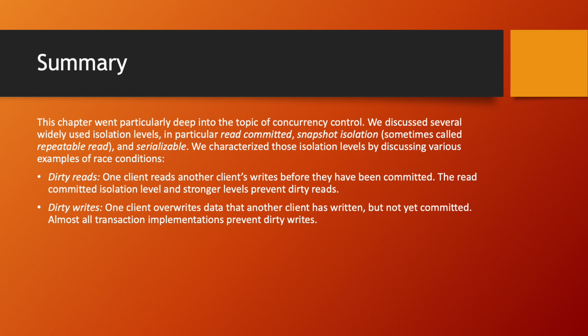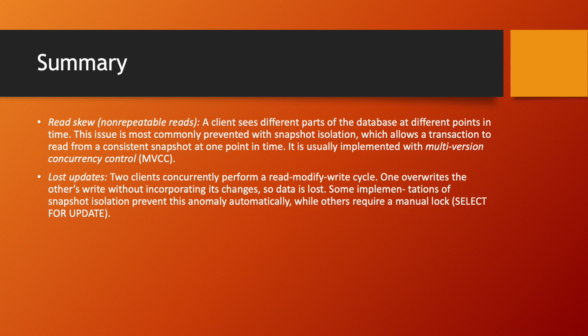This chapter went particularly deep into the topic of concurrency control. We discussed several widely used isolation levels, in particular read committed, snapshot isolation, sometimes called repeatable read, and serializable. We characterized those isolation levels by discussing various examples of race conditions, like dirty reads: one client reads another client's writes before they have been committed. The read committed isolation level and stronger levels prevent dirty reads. Dirty writes: one client overwrites data from another client that has written but not yet committed. Almost all transaction implementations prevent dirty writes.